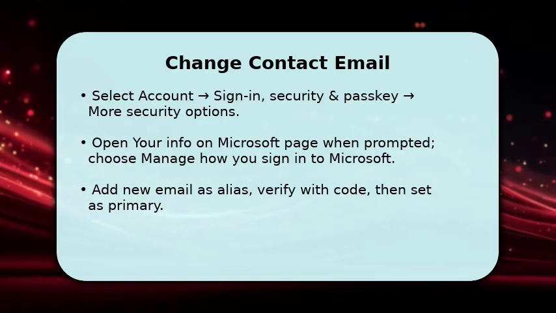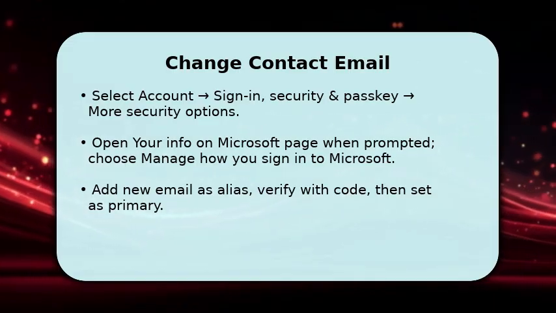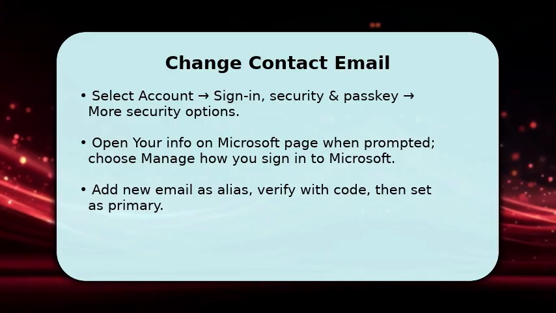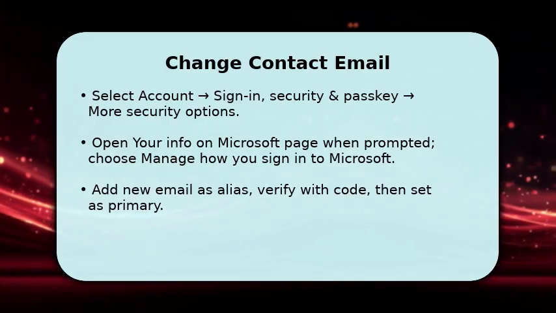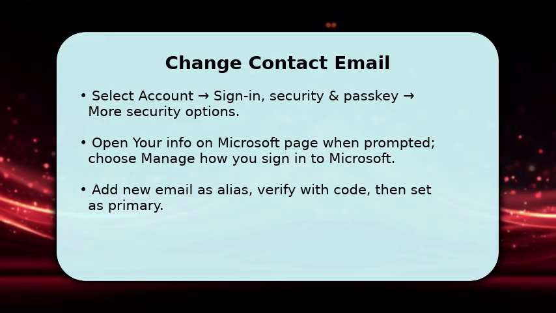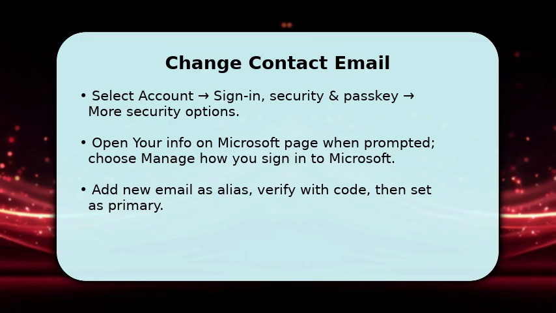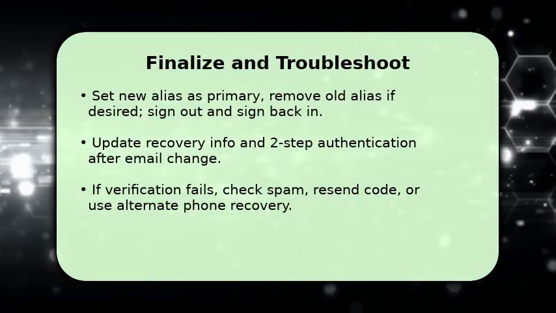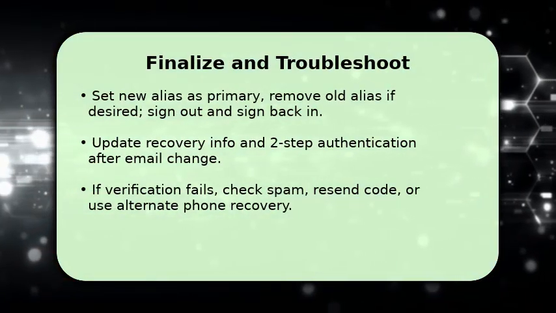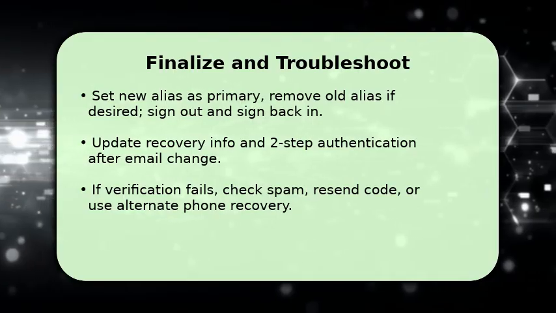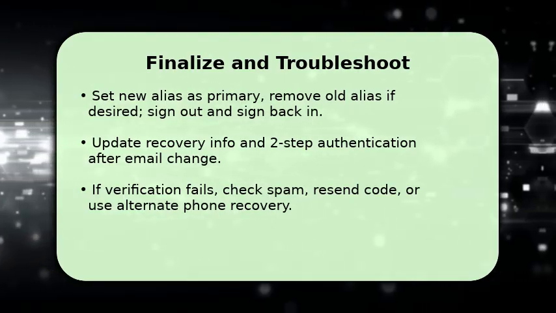Enter it when prompted. After verification, make that alias the primary account email, so Xbox recognizes it as your main contact for sign-in and notifications. Once the new alias is verified, choose Make Primary and wait for Microsoft to confirm the change. Then sign out of your Xbox profile and sign back in using the updated email if required.